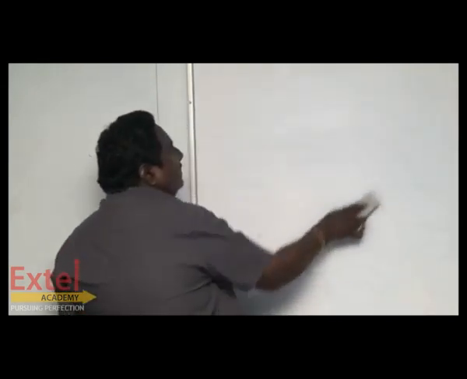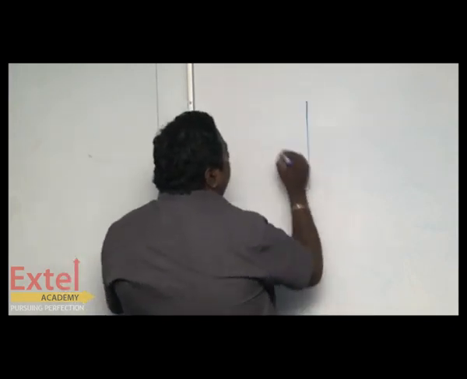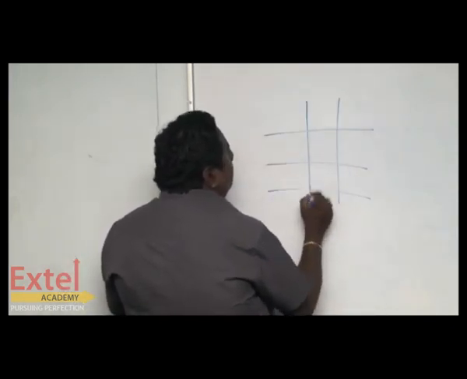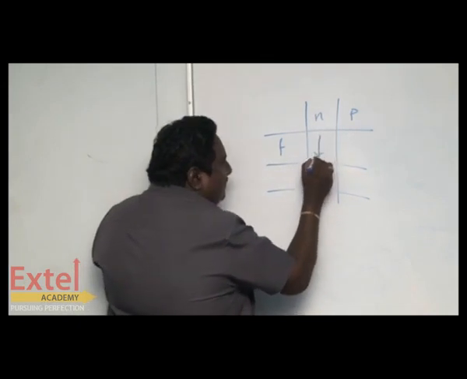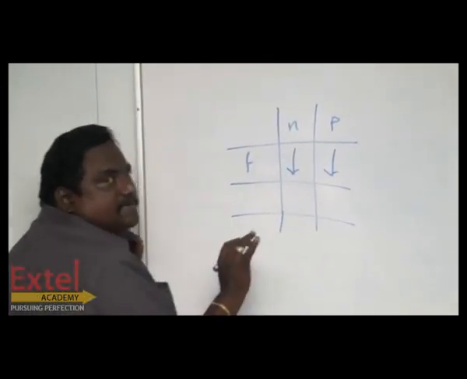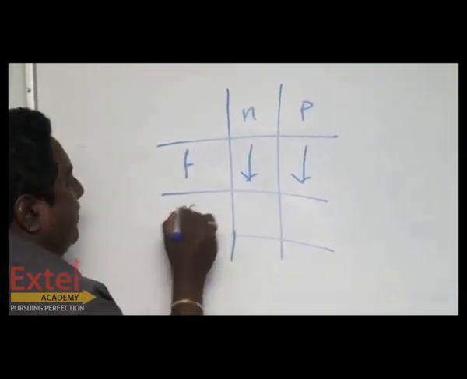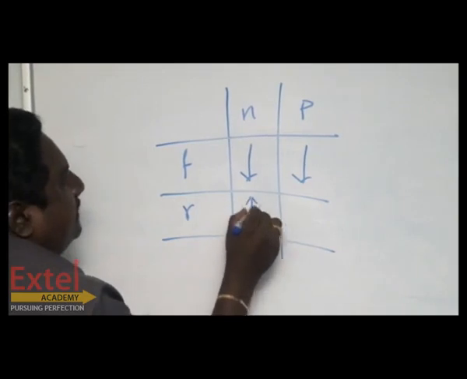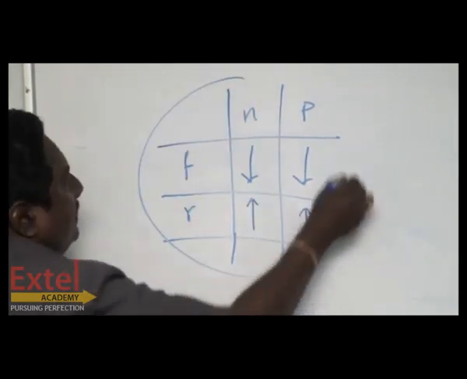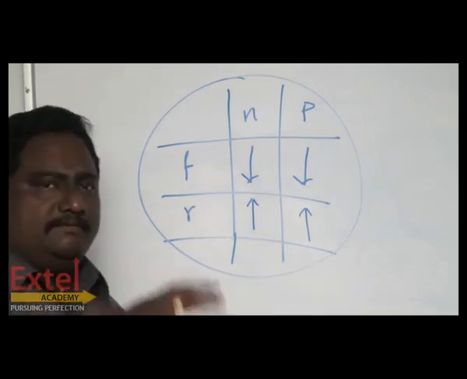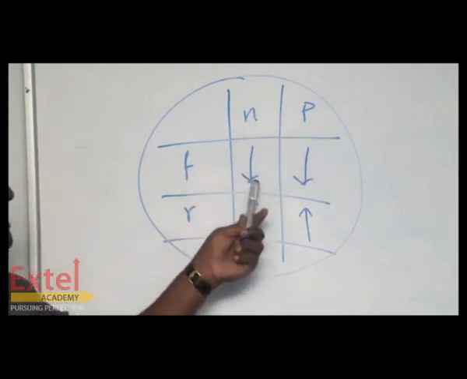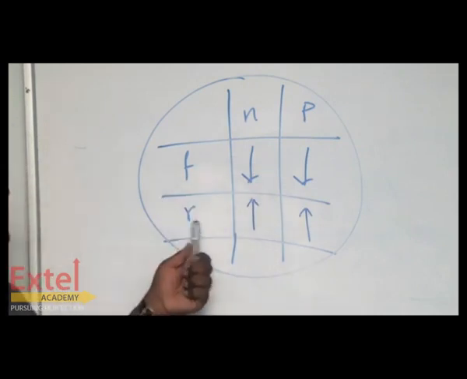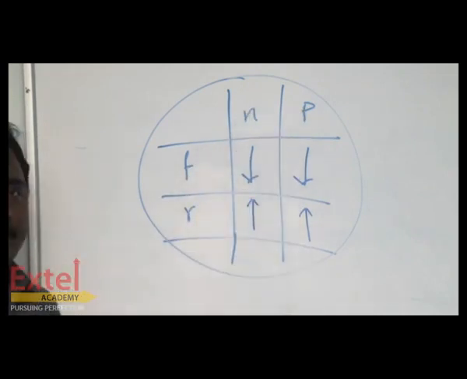I'll explain this with one box like this. In the forward reaction, the number of moles decreases, so pressure also decreases. Any doubt? Understood? In the reverse reaction, the number of moles increases, so pressure also increases. This takes place inside the system. Inside the system, in the forward reaction, the number of moles decreases, so pressure decreases. In the reverse reaction, the number of moles increases, so pressure also increases.